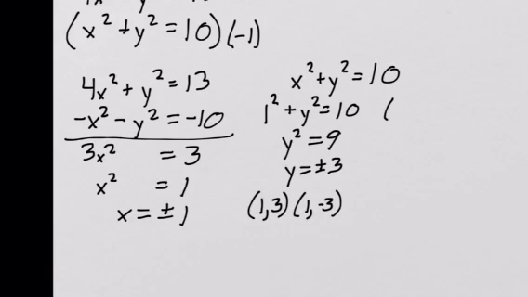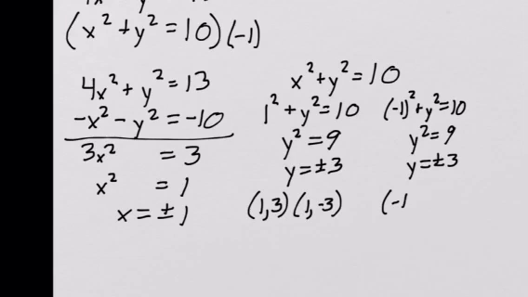I also need to do it for x equals -1. So (-1) squared plus y squared equals 10. Again, (-1) squared is just 1, and subtracting that from both sides, I get y squared equals 9. So again, y equals plus or minus 3. So I also get (-1, 3) and (-1, -3) as solutions.